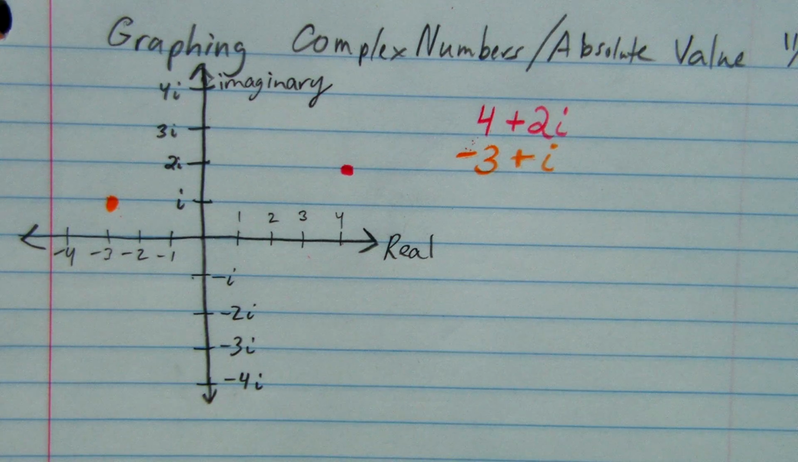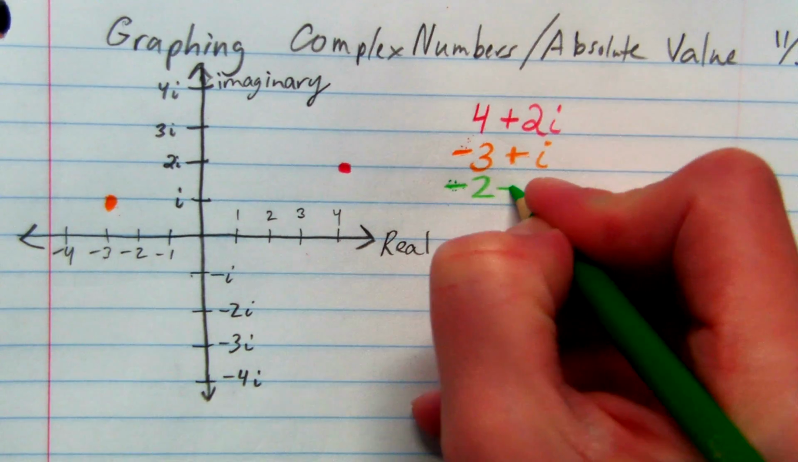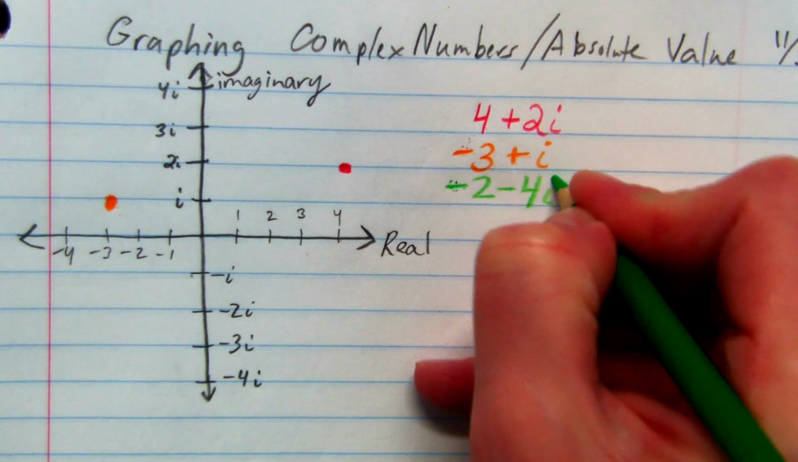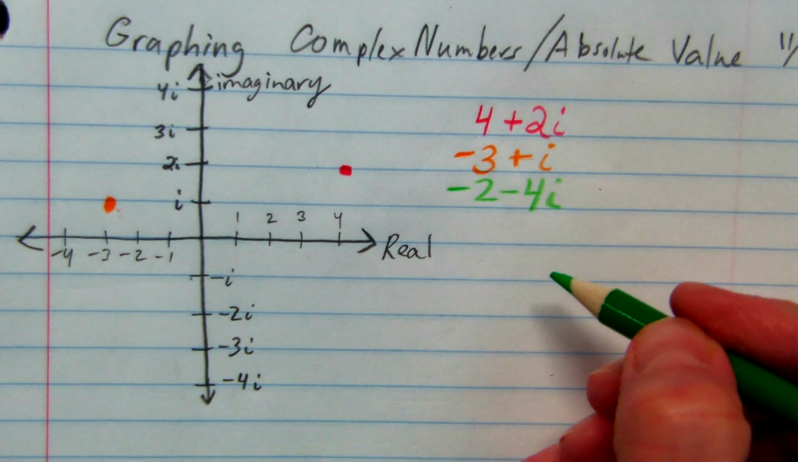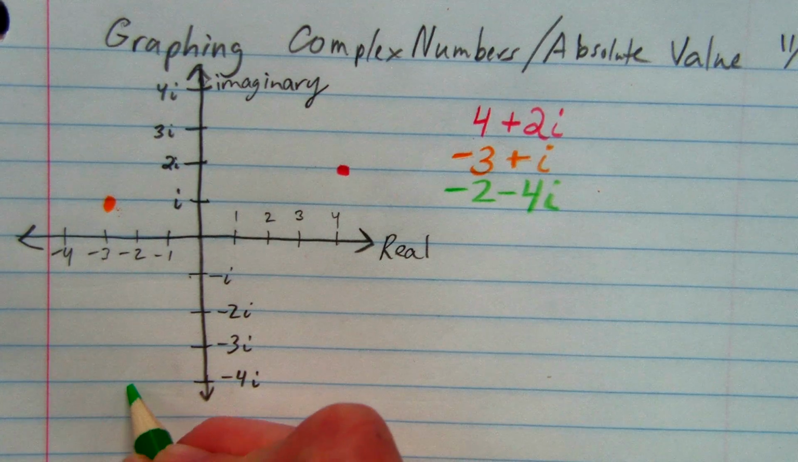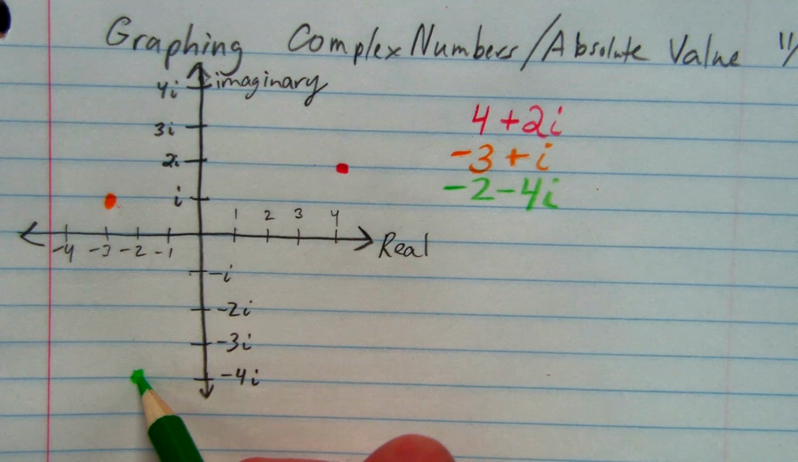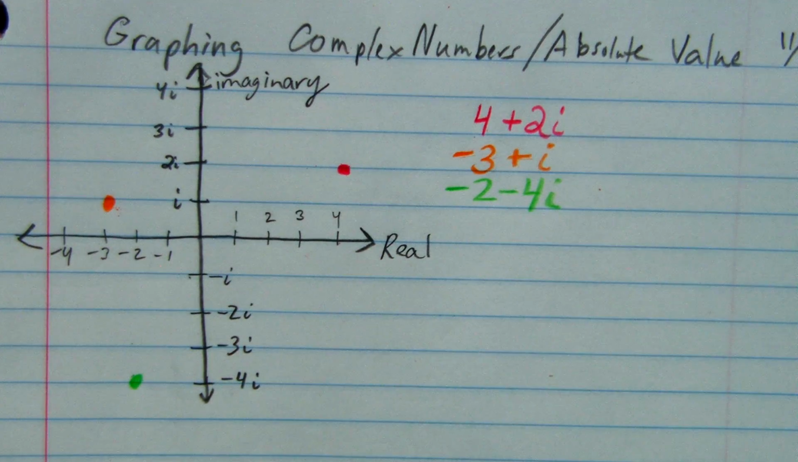I am not going to use yellow. I will use green next. So negative 2 minus 4i. You would go left 2 and down 4 imaginary units, so negative 2 and go down to negative 4. I'm going to make sure we get 1 in each quadrant and then 1 on each axis.